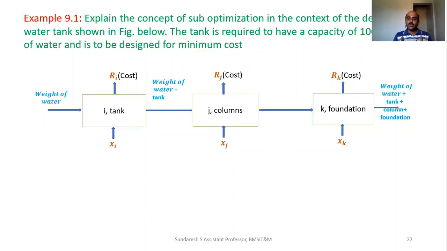In the sense, what I'm talking about here is, we need to start optimizing the foundation first. When you optimize the foundation, then similarly, we can move to the columns, and then we can move to the tank. This is how we generally follow the logical procedure in getting a solution for the optimization problem, right?